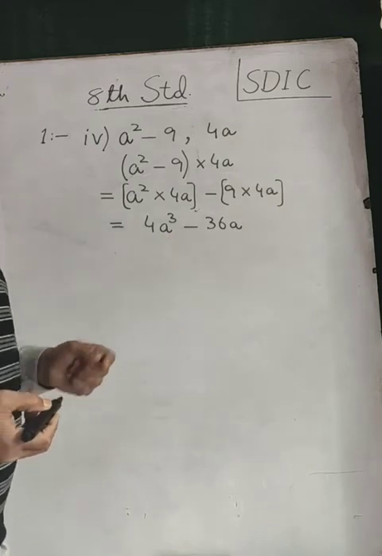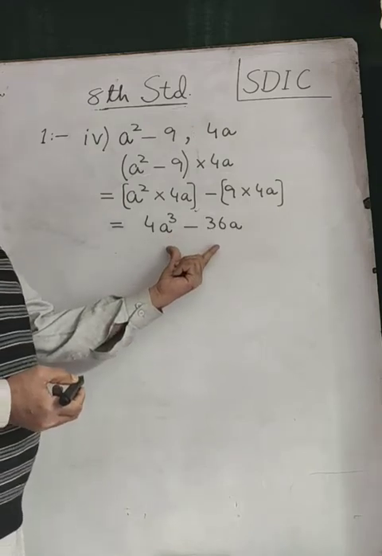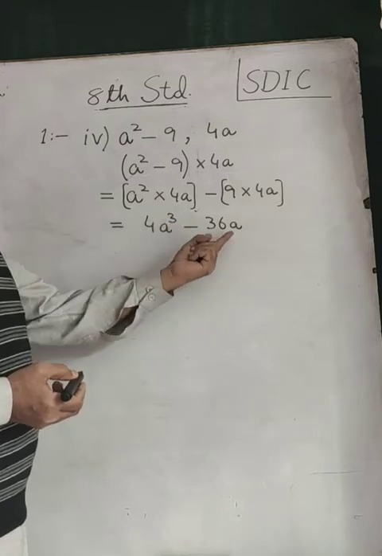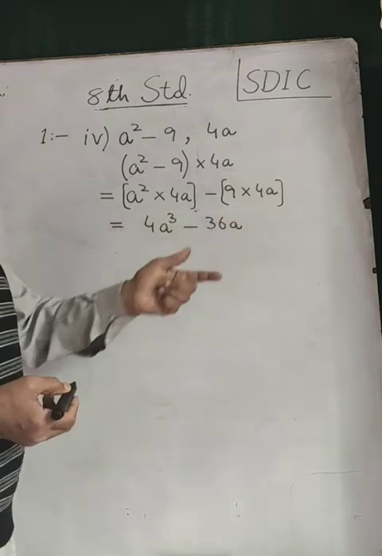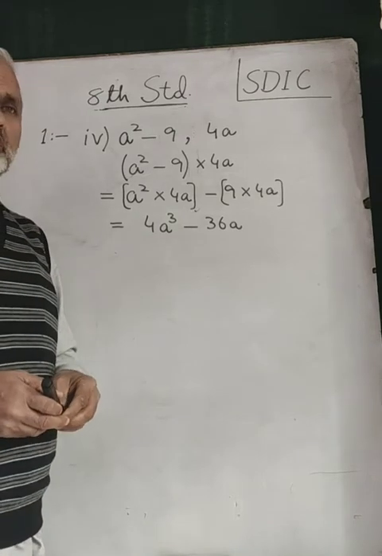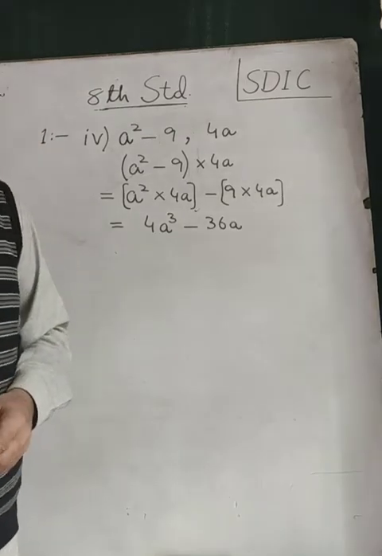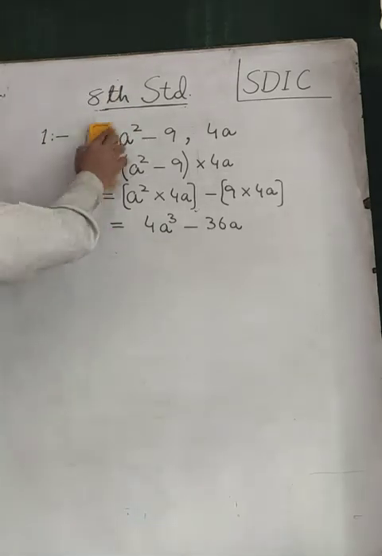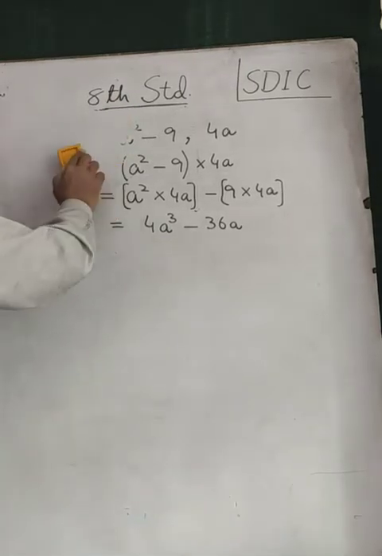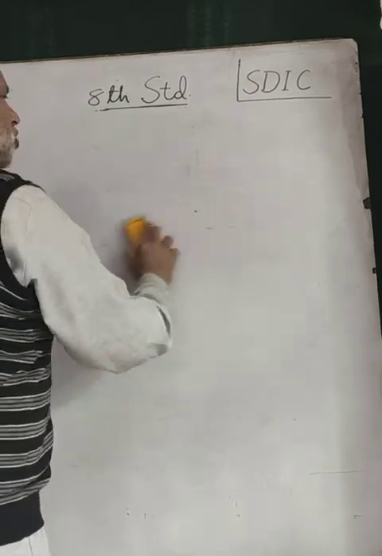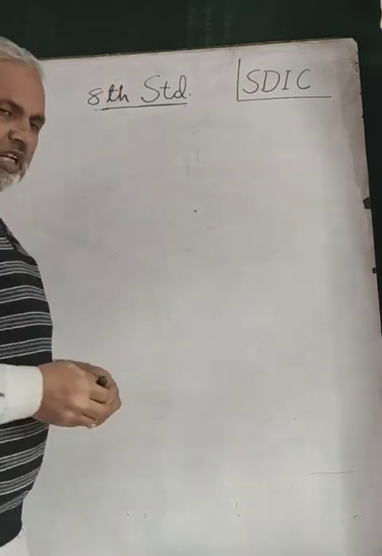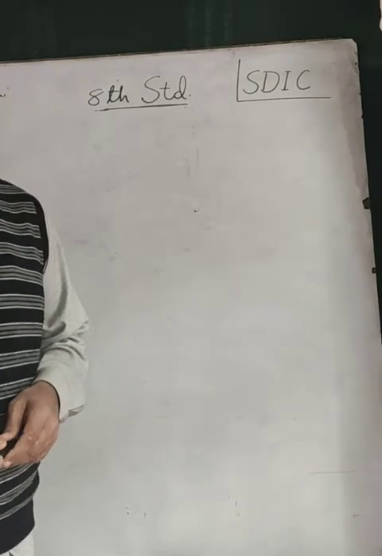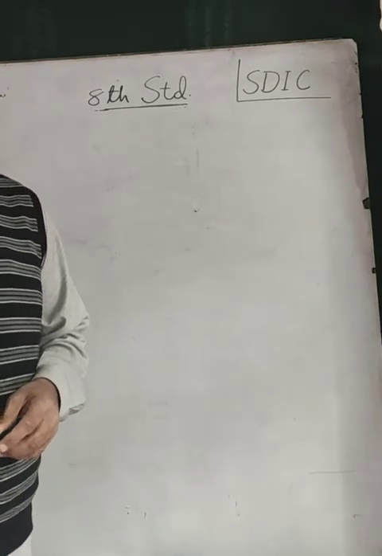This is the answer. Now can you combine these two? No, because these are unlike terms. This has variable part a cube. This has variable part a only. These are unlike terms. Therefore we cannot combine them. This will remain as the answer for this. That was part number 4 of question number 1. Last part is multiplying by 0, and you know 0 multiplied by anything is 0, therefore answer for that will be 0. You will do that.